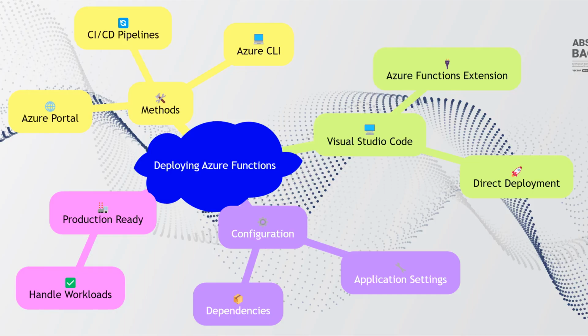After testing your functions locally, you can deploy them to Azure. There are several deployment methods available, including using the Azure Portal, Azure CLI, or continuous integration and continuous deployment (CI/CD) pipelines. In Visual Studio Code, you can use the Azure Functions extension to deploy your function app directly to Azure. Ensure that your application settings and dependencies are correctly configured in the Azure environment. Once deployed, your functions are ready to handle production workloads.